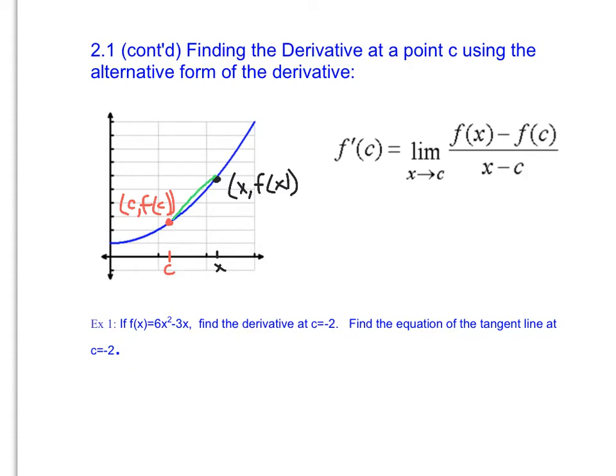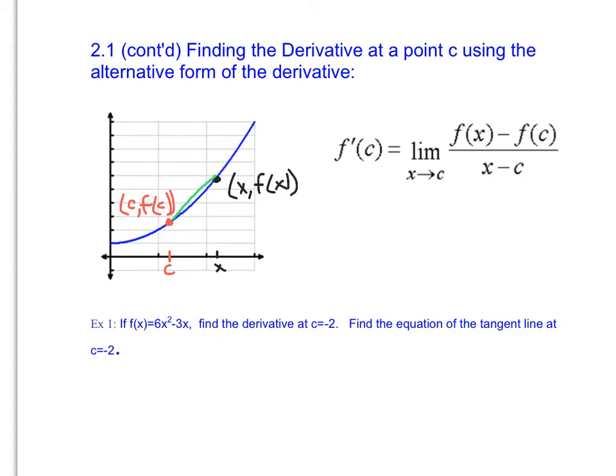So when I take the slope of the green line that represents the secant line connecting those 2 points, I get this formula right here. Change in y over change in x. So f of x minus f of c over x minus c.